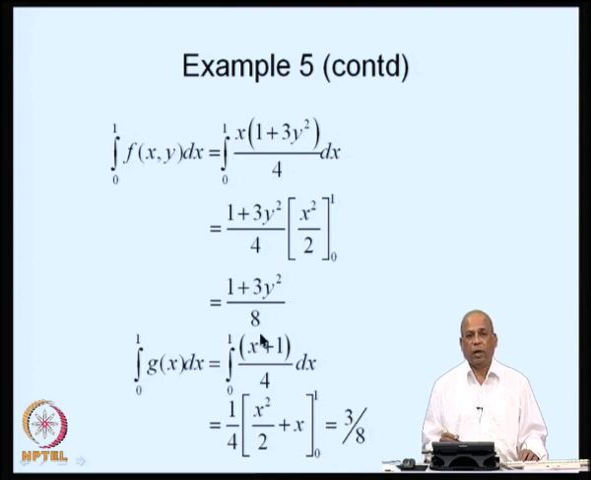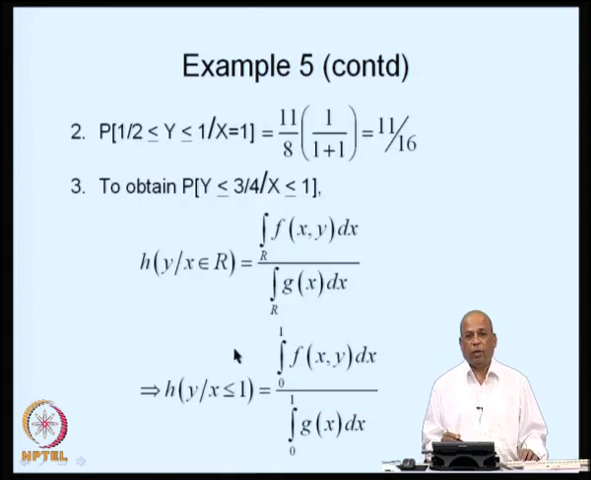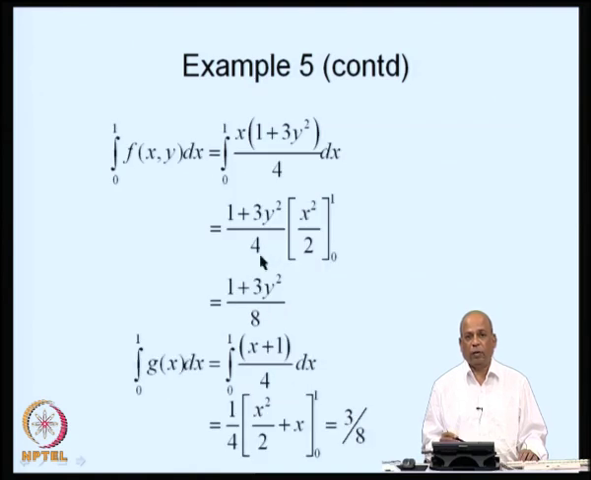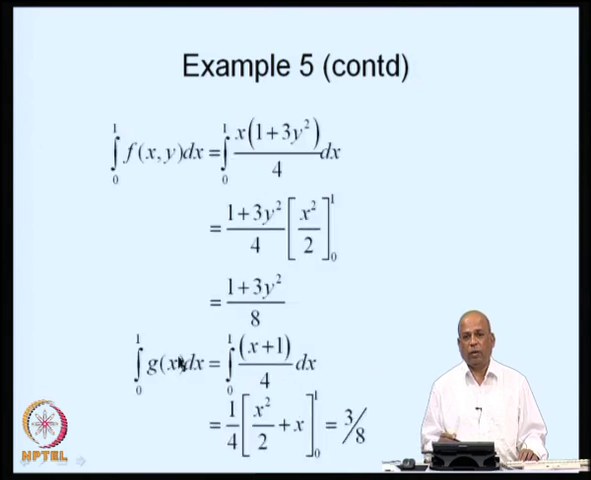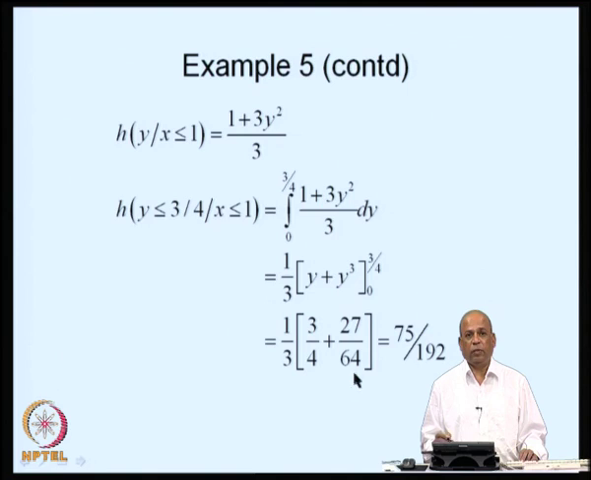When we do that, we get, remember here we are talking about h of y given x less than or equal to 1. So, x has taken certain values in this region. So, this is h of y. We get this as 1 plus 3 y square divided by 8. Then we need the integral of the marginal density over the same region. So, we obtain this integral as 3 by 8. From this we get the conditional density h of y conditioned on x being less than or equal to 1 as 1 plus 3 y square divided by 3.